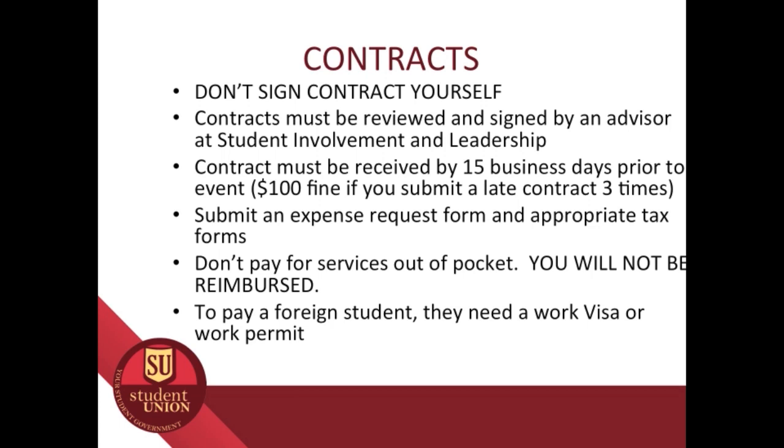Do not pay for services out of pocket. We will not be able to reimburse you. Any services that your group contracts to be performed must be paid directly to the provider with a contract. Oftentimes, we'll also need you to have a W-9 filled out to accompany your contract. For performers who are not residents of the United States, we will need other tax forms and legal documents. These must be turned in with the contract, and extra time must be allowed for processing.